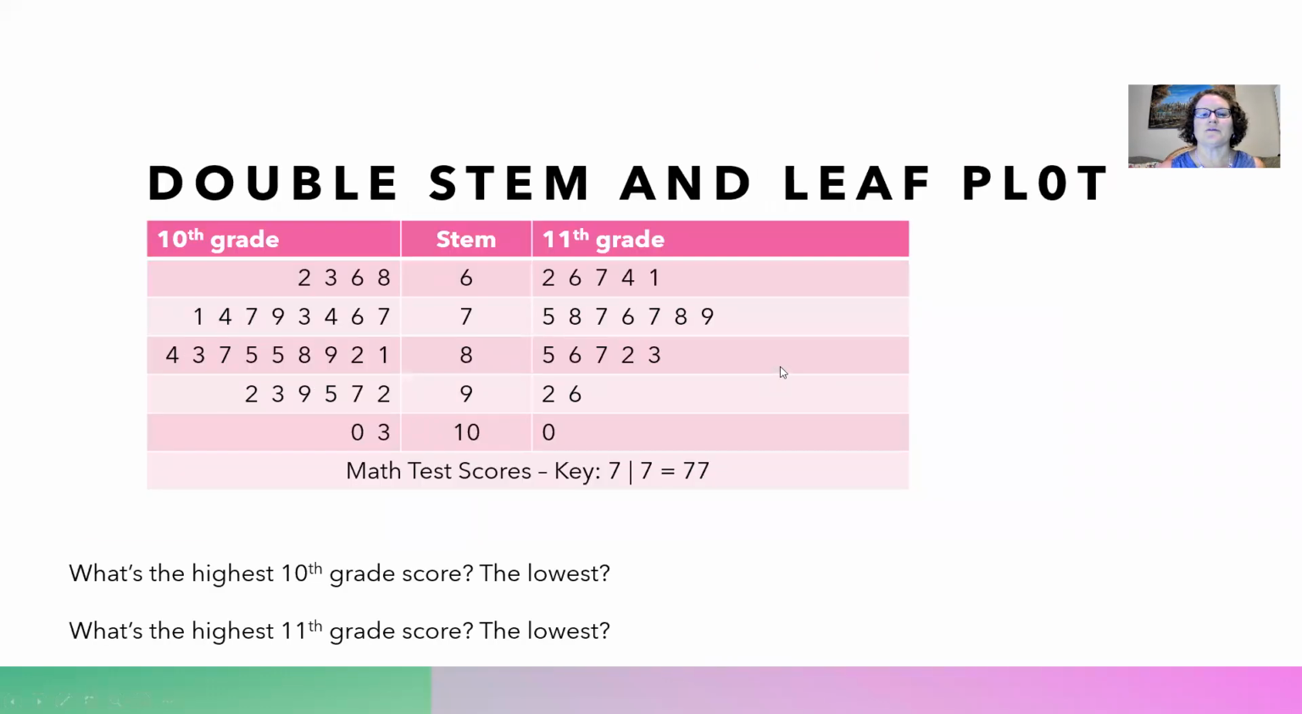So this is a really interesting one. These are some math test scores, and it's a double stem and leaf plot. So the stem is in the middle, but you read it in the front still. So these, let me switch. This 6 goes in the front of all of these. So 62, 63, 67, 68, because our key tells us that 77.